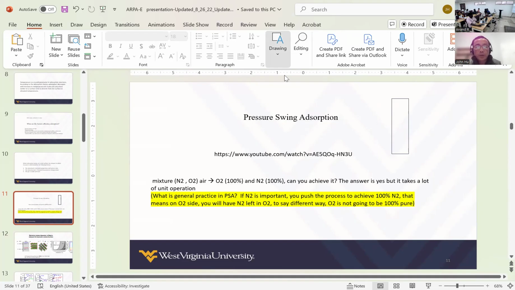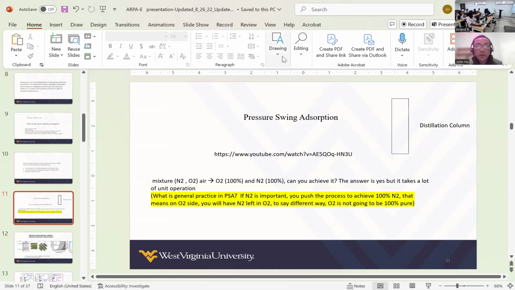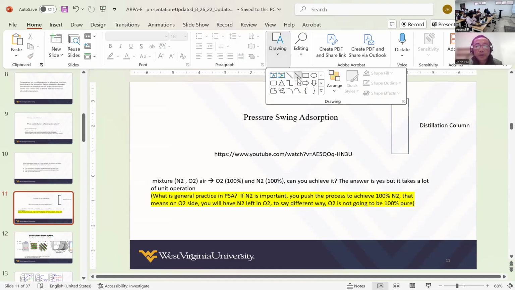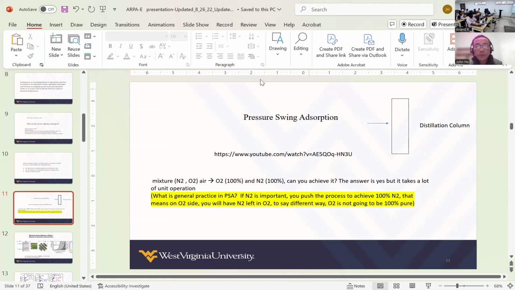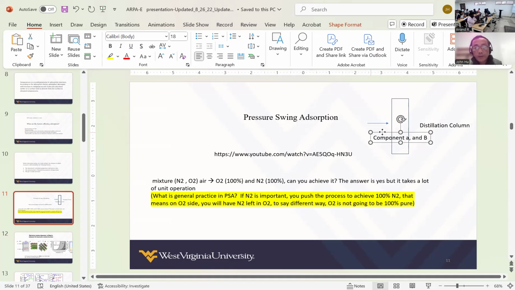So I'm talking about a chemical refining operation, the separation called distillation column. Okay, this is a distillation column. What the distillation column does is it separates components. Let's say you have components A and B coming into the column. On the top, so this is called distillation. All right.